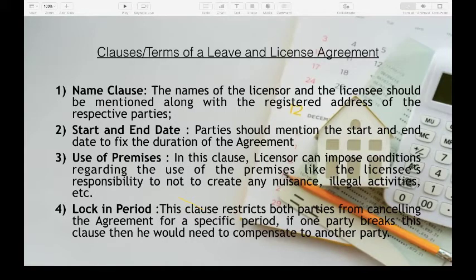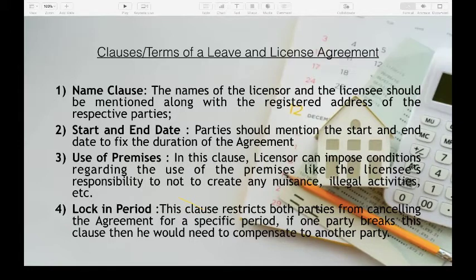Moving ahead, start and end date. It is very important to understand when the agreement starts and when it ends, because in a leave and license agreement we will be giving them a license to use the property.